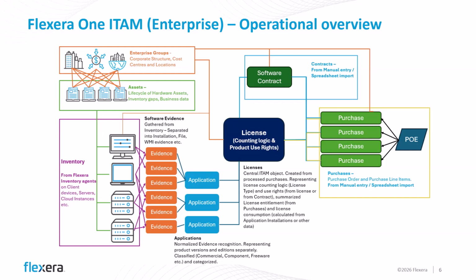Asset data, enriched with enterprise group information such as locations or corporate structures, helps ensure only active devices or devices that meet any license contractual restrictions consume the license.